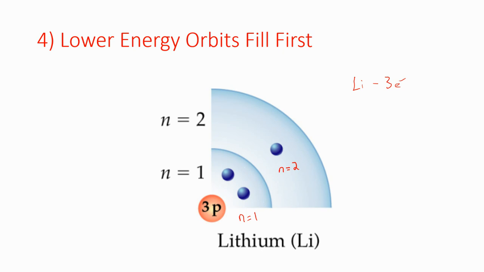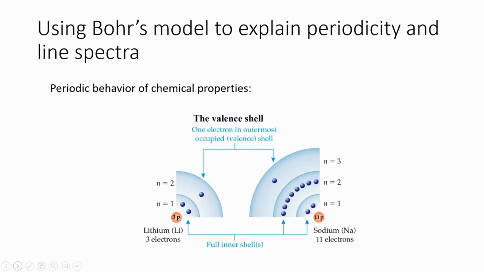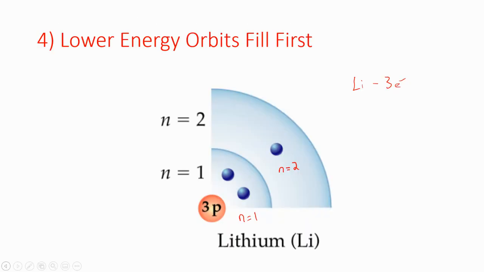Okay, so those are really the 4 main features of Bohr's model. And what we're going to see in our next video is how we can use that model to explain known phenomena. That's the real value of models, is to be able to make predictions on or explain why certain things in the universe take place.